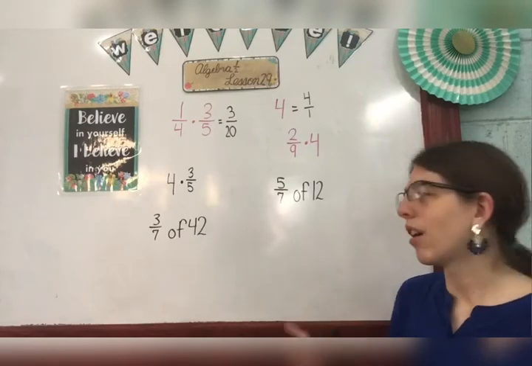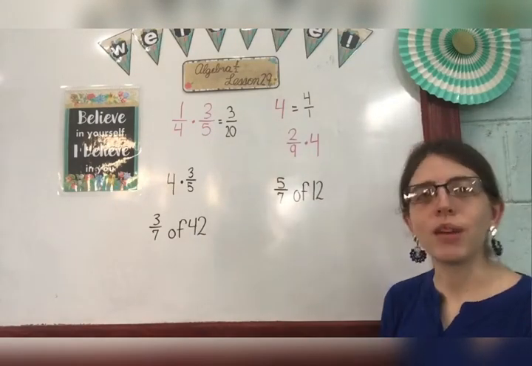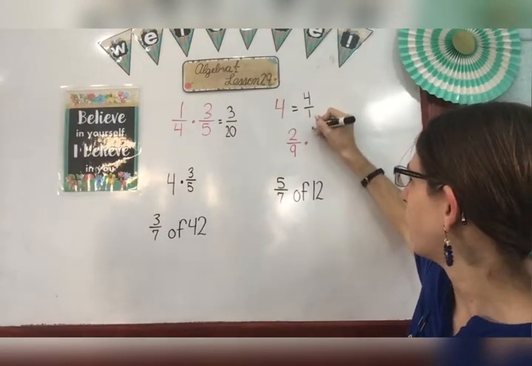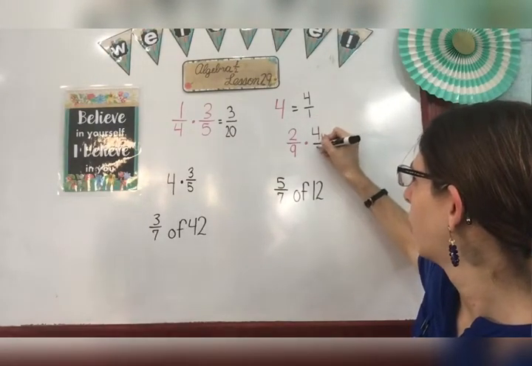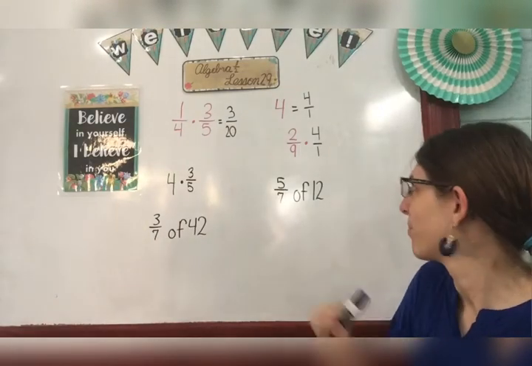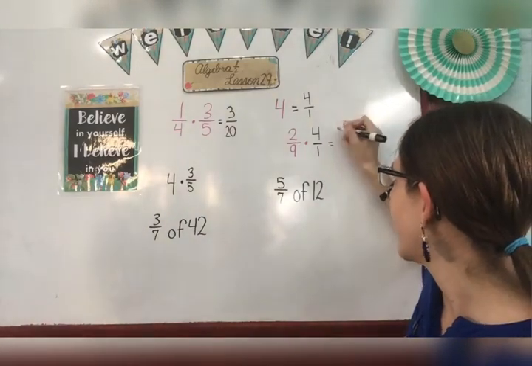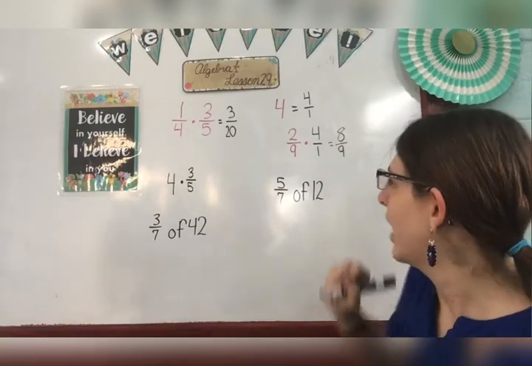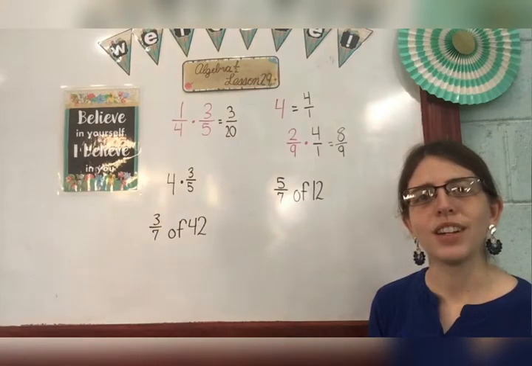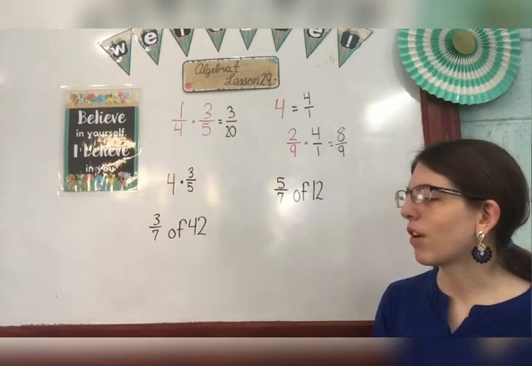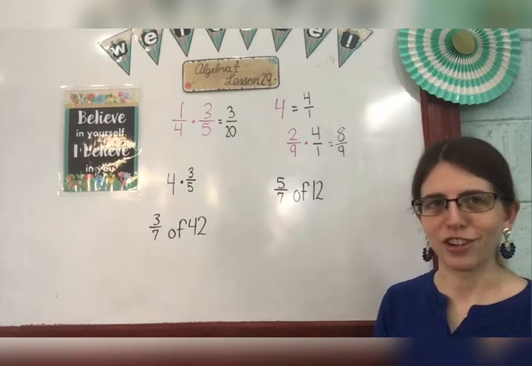Well, we use our knowledge that 4 can be written as a fraction, and we write 4 as a fraction. 4 over 1. Now that's something that we can multiply. 2 times 4 is 8. 9 times 1 is 9. And so we have 8 over 9. Let's look at one more example before we move on to the next part of multiplying with fractions.